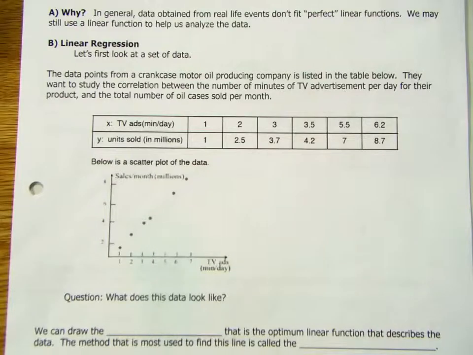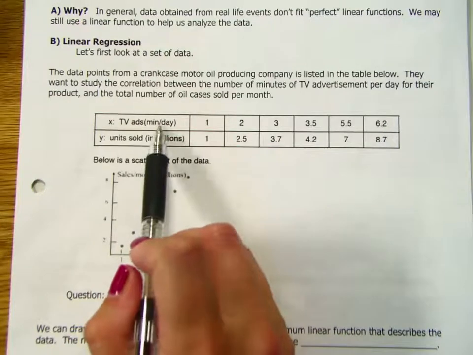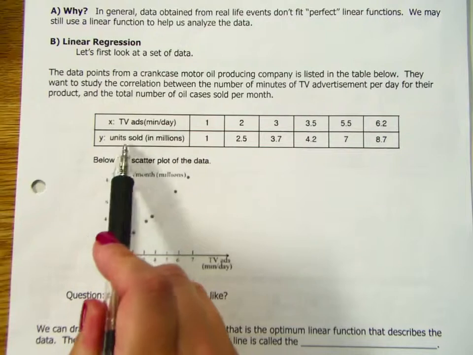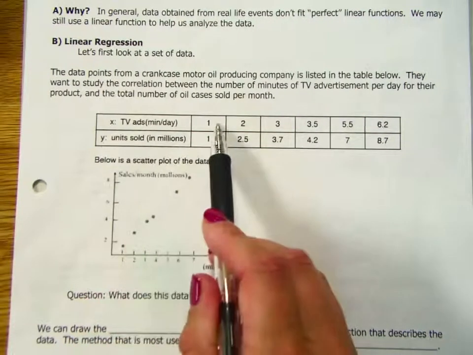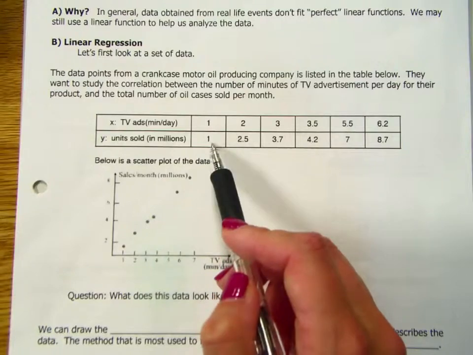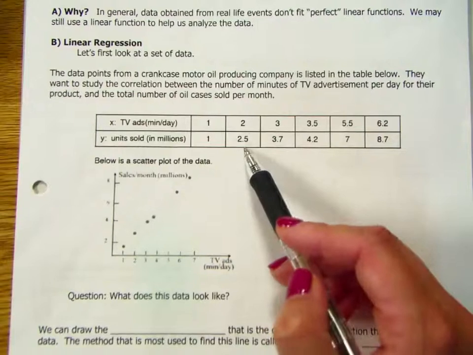If some company has 0 TV ads, and you go to the store and you see all of those choices, you're probably not going to pick the one you have never heard of, right? You're going to pick the one that you've seen all the ads for, right? Does that make sense? Okay. So what you see in the chart, the variable X is the TV ads minutes per day, so you can see 1, 2, 3, and so on. And then our variable Y is units sold in millions. So if there is 1 minute of TV ad per day, they're going to sell 1 million cases. If there's 2 minutes of TV ads per day, they'll sell 2.5 million cases, and so on.